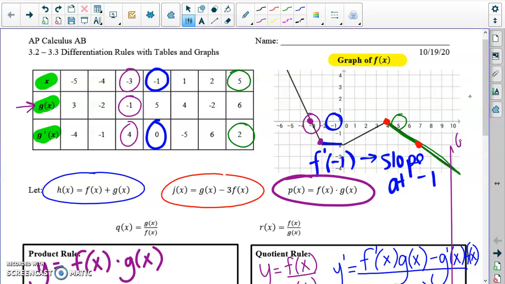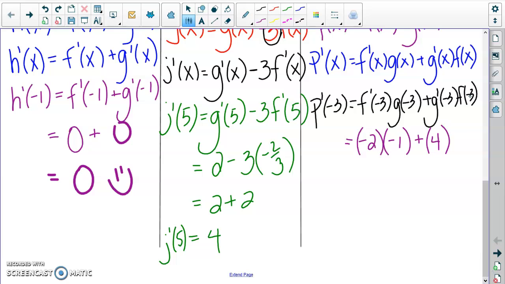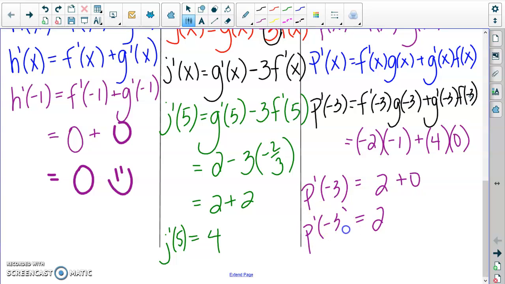I had a feeling that that was going to happen. All right, 0. And if I multiply these through and add these together, I get 2 plus 0, which equals 2. So p prime of negative 3 equals 2.